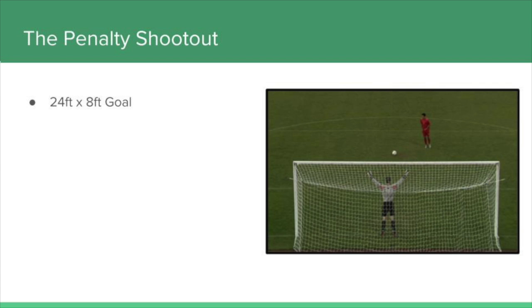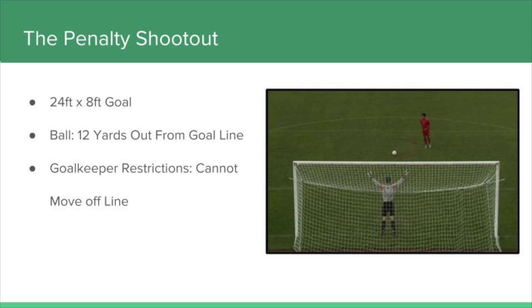For those of you who are unfamiliar with the penalty shootout, I'm going to briefly go over the fundamentals. So the goal is 24 feet wide by 8 feet high, which equates to an overall area of 192 square feet. As you can tell by the picture, this is a fairly large area relative to the size of the goalkeeper. This puts a significant advantage on the kicker. The ball is kicked from 12 yards out from the goal line, and the only restriction placed on the goalkeeper is that he cannot move off the goal line before the ball is kicked.